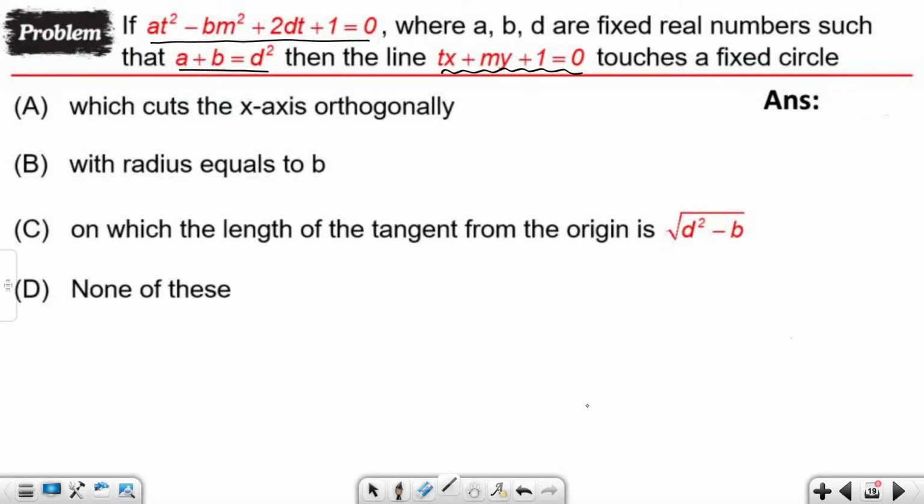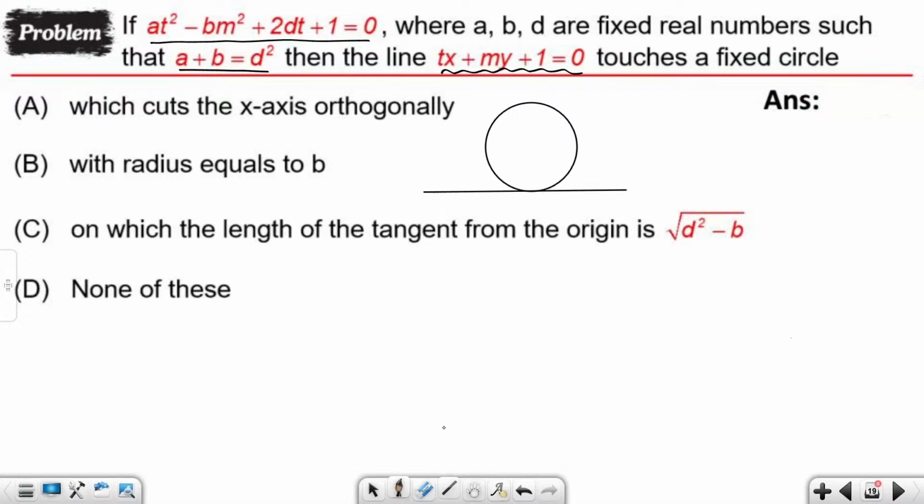So what I will do, I will use the same method. I'm going to draw a circle. Let us say this is my fixed circle. Let me draw it here. This is my fixed circle, and we are having the tangent.